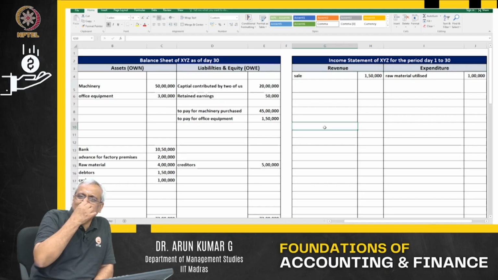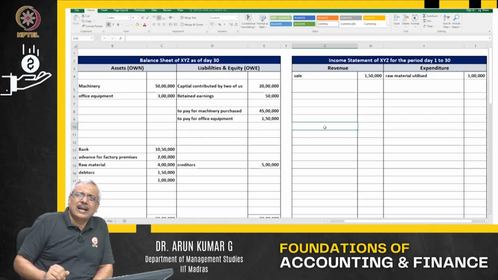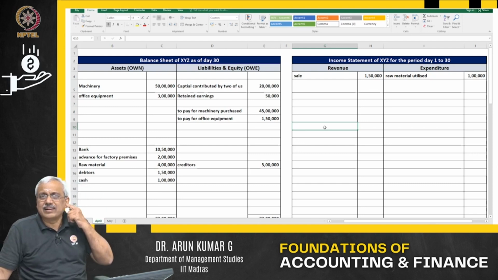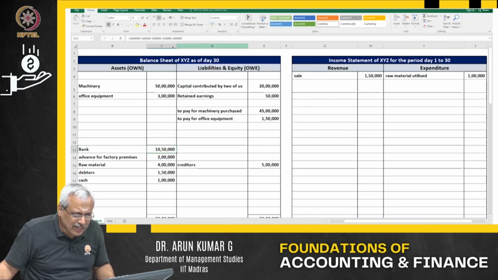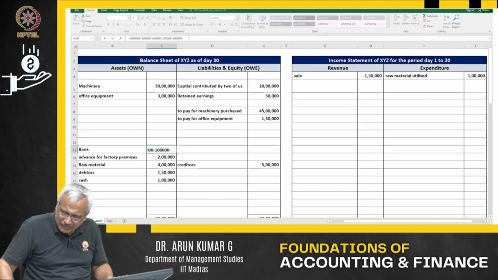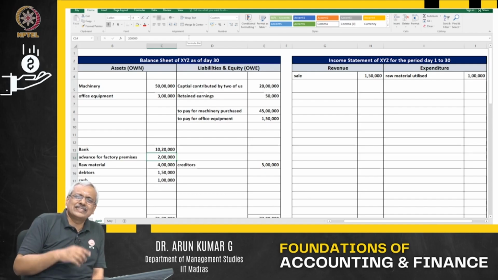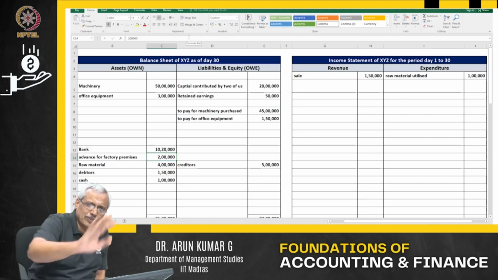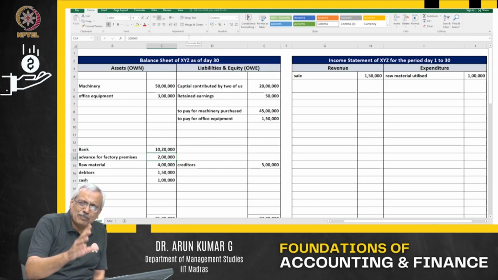Now day 30, there are a couple of things that happen. I have to pay salaries for my workers. I have to pay rent for the factory premises. First thing, let me say, I am paying rent of 30,000 for my factory. When I pay rent of 30,000, what happens? My bank balance will reduce by 30,000 because you are giving a check. So how do I know it is cash or check? Normally, unless it is petty expenditure, all transactions will be out of the bank. So let's keep it that way.